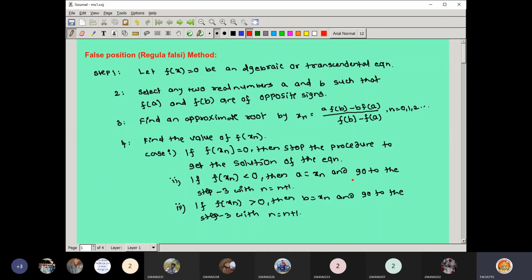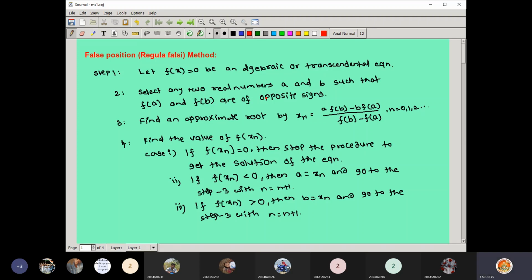Before entering into the problems, I will give you the procedure first. So write down in the notes: false position or regula falsi method. Step number 1: Let f of x equal to 0 be an algebraic or a transcendental equation. We should have only these two types, either algebraic or transcendental, denoted by f of x.